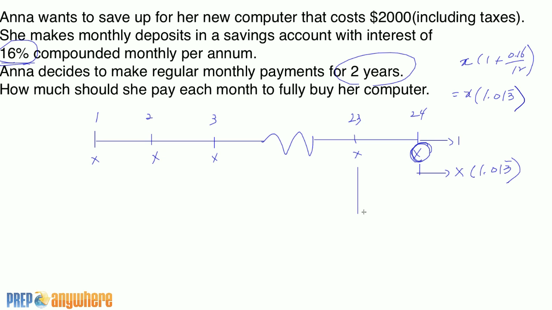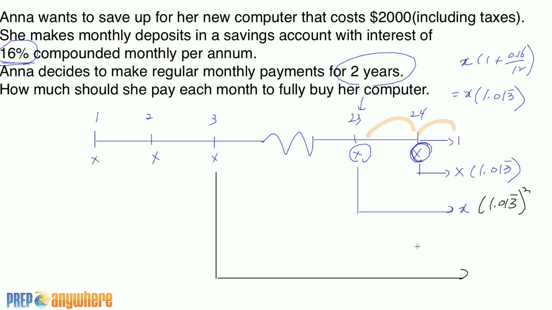What about this one? How much is that worth at the time you're buying the computer? Because this was deposited in the 23rd month, it's going to accumulate interest not once but twice. Do you see that? So it's going to be 1.013 repeating, squared. The money you put in earlier is going to gain more interest. So this one accumulated once, twice. What about the one that you paid in the 3rd month?